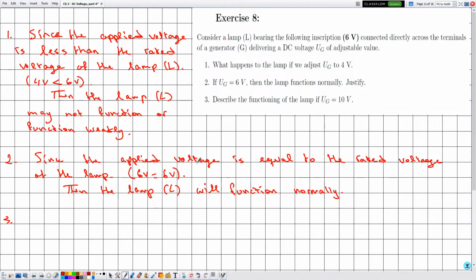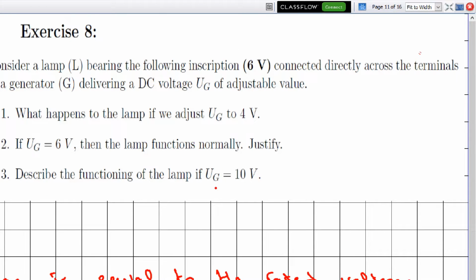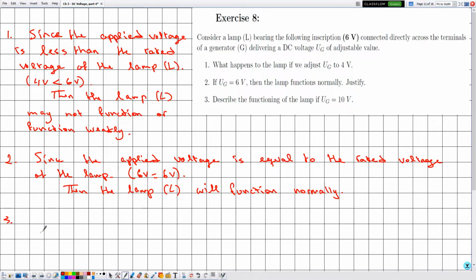Now as for part 3, they are telling me describe the functioning of the lamp if UG is equal to 10 volts. So notice that in this case the applied voltage, 10 volts, is greater than the rated voltage 6 volts, and we are in the third case. So the applied voltage is greater than the rated voltage, then the lamp may function strongly or burn out.